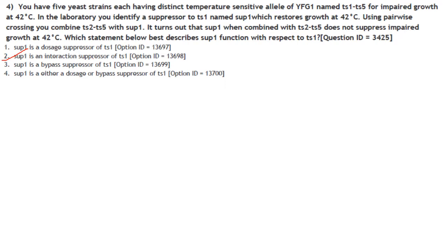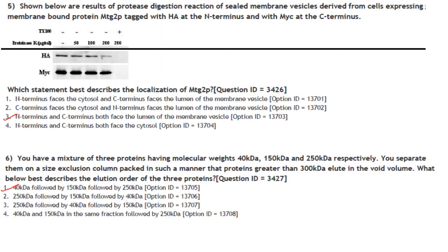Then bypass suppressor: it suppresses all mutant alleles of a gene, including null alleles, and hence bypasses the requirement for a gene. That is called a bypass suppressor. And suppressor 1 is either a dosage or a bypass suppressor of TS1. So that is also not correct. So the answer is suppressor 1 is an interaction suppressor. So coming to the next question.